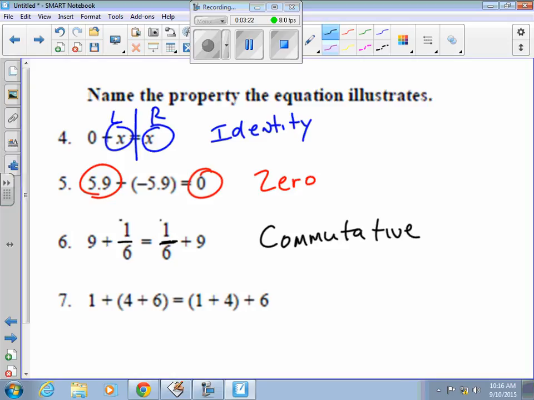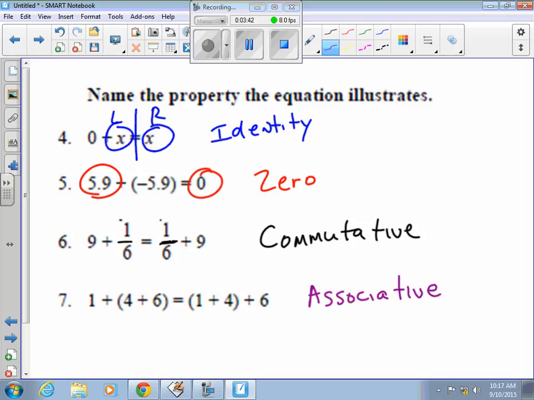And then the last one, (1 plus 4) plus 6 is equal to 1 plus (4 plus 6). As you read them, they sound exactly the same. Only the parentheses move. The numbers don't move, just the parentheses do. And the one where just the parentheses move is the associative property.